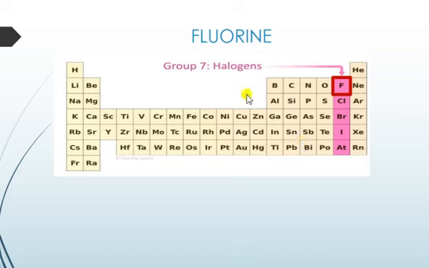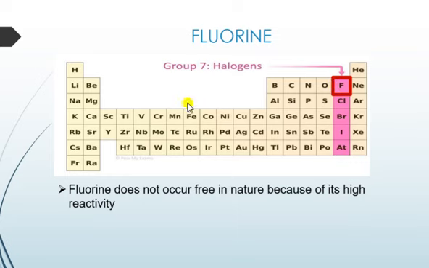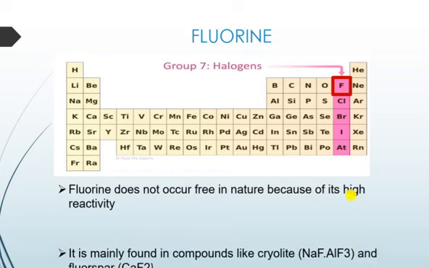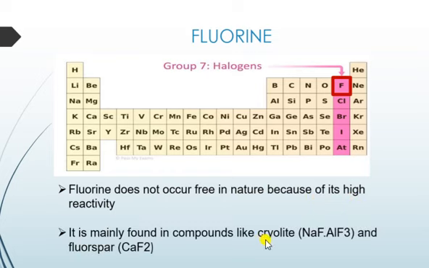In the last video we learned that halogens are the group 7 elements, and the elements are fluorine, chlorine, bromine, iodine and astatine. As we've said, today we'll be looking at fluorine. Fluorine is the first and the most reactive element among the halogens. Fluorine does not occur free in nature because of its high reactivity. It is mainly found in compounds like cryolite and fluorspar.